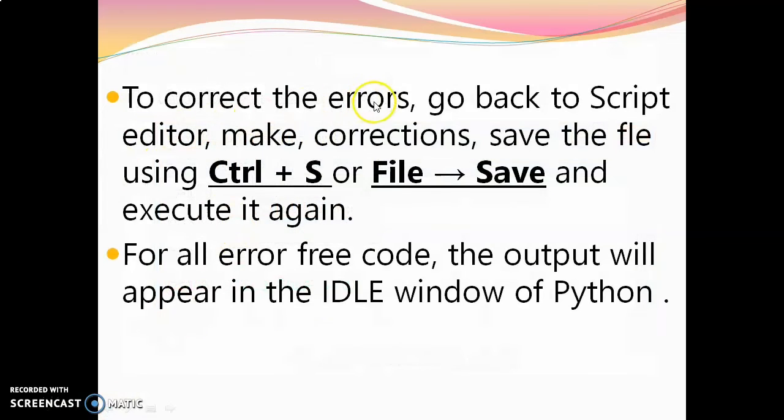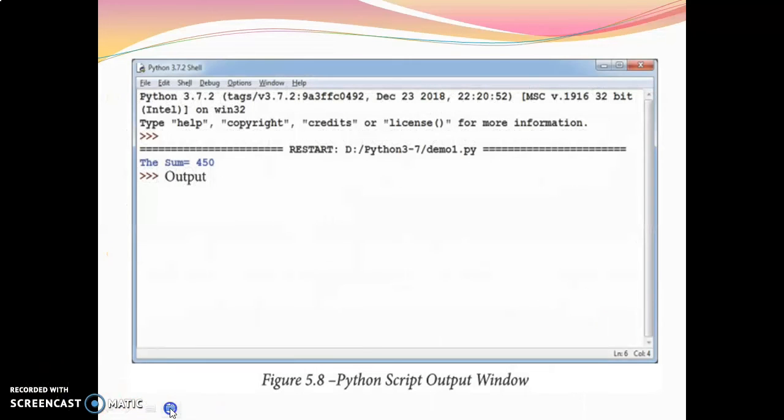Now, to correct errors, if there are any errors in your program code, those errors are shown here. So go back to the script editor, make corrections, save the file using Ctrl plus S or File Save, and execute it again. Do this until the code is error free. After the error free code, the output will appear in the IDLE window of Python. Okay, so it shows the output like this.